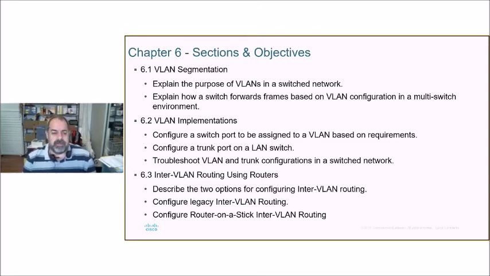We'll look at VLAN implementations, and so we'll look at how to configure a switch port to be assigned to a VLAN. We'll configure trunk ports, and we'll look at troubleshooting VLAN trunk configurations. And we'll also look at inter-VLAN routing. So of course, new VLANs means new subnets, which means new router interfaces, and there's ways to do that. And so there's legacy or router on a stick inter-VLAN routing, basically.